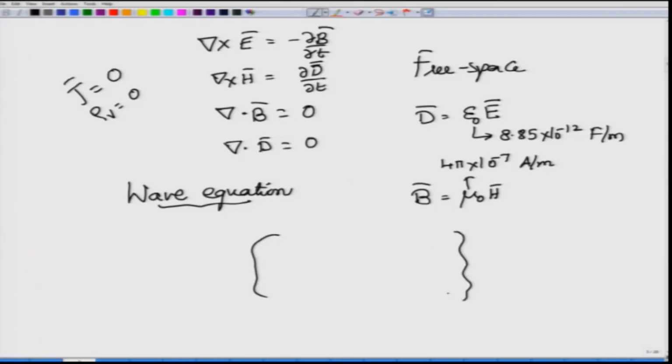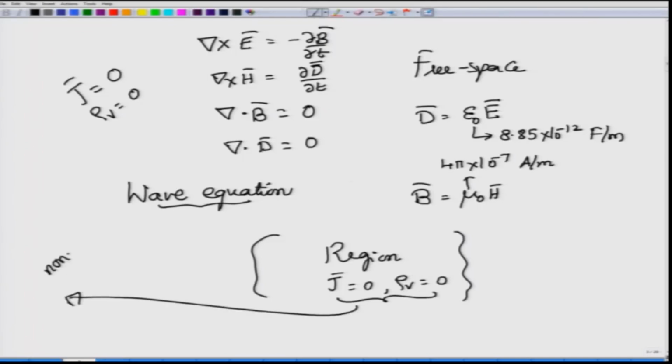For example, let us say this is the region where we are considering this wave equation or the set of equations that we have. So, in this region we assume J is equal to 0 and rho v is equal to 0, but these two quantities are non-zero at some point far away from this region, and that point far away we will put at minus infinity. But in the region that we are considering, both J is equal to 0 and rho v is equal to 0, and consequently the term del dot D equal to rho v becomes del dot D equal to 0, and the J term in the Ampere-Maxwell equation disappears because we have assumed J equal to 0, right.